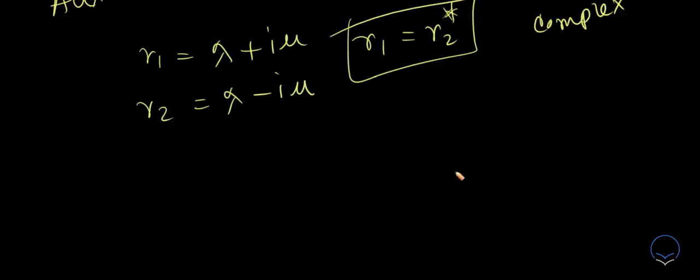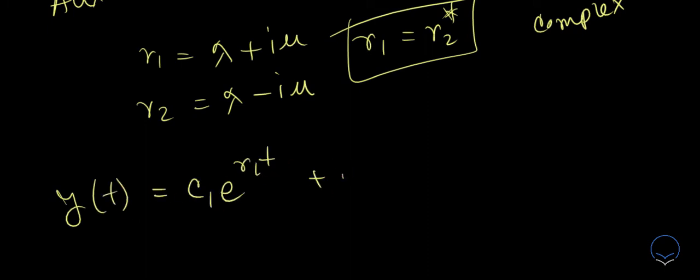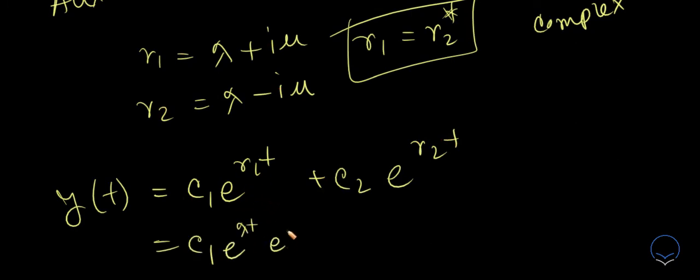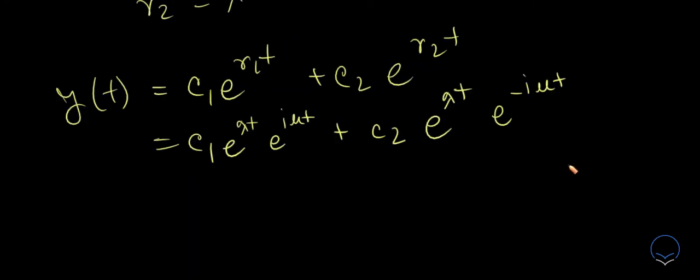And how do you solve this again? Since they are distinct, because these are complex numbers but they are not the same, the general solution we wrote as c1 e^(r1 t) + c2 e^(r2 t). Now you just need to put in these complex values. Instead of r1, you'll have c1 e^(λt) e^(iμt) plus c2 e^(λt) e^(−iμt), like this, right? Now you can do some simplification, that is, take e^(λt) outside.